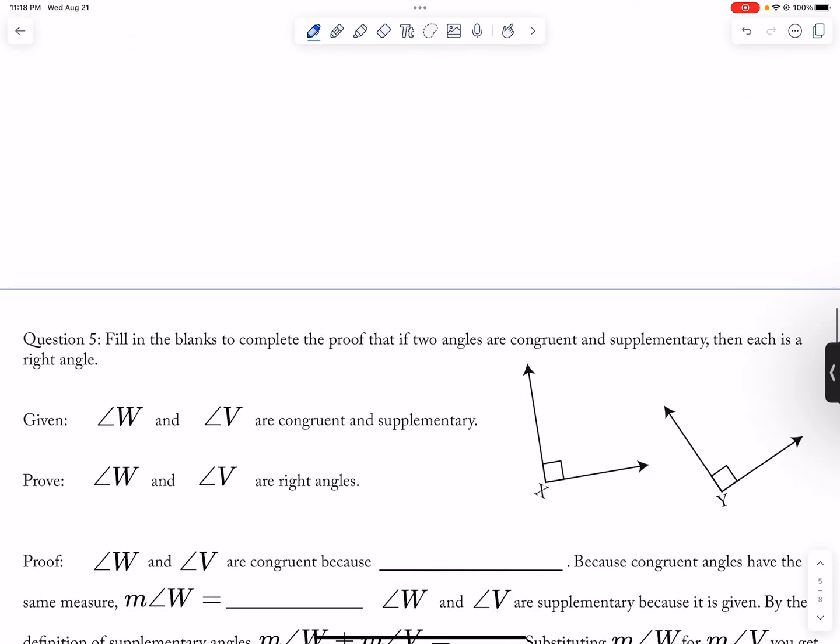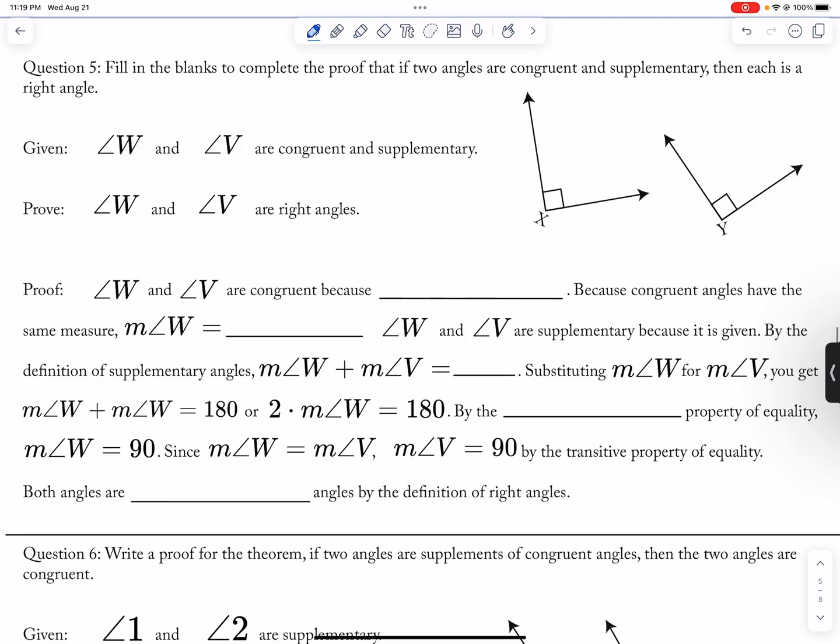And there's 4, and here's 5. Yay! We're at the fill in the blank spot. So that means that the rest of the assignment is Swiss cheese. Okay, so W and V are congruent because it is given. And then because congruent angles have the same measure, the measure of angle W is equal to the measure of angle V.